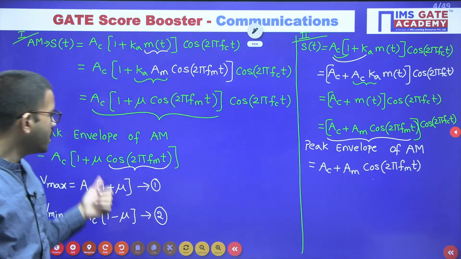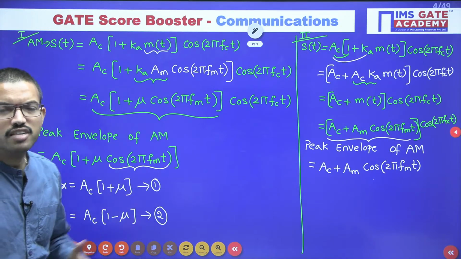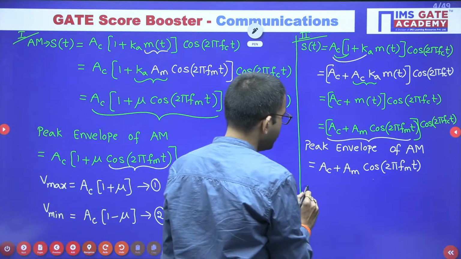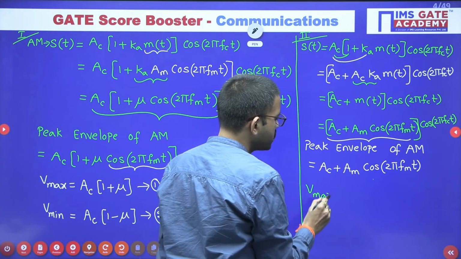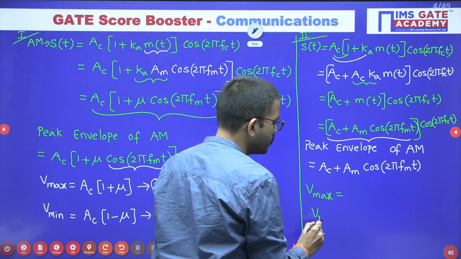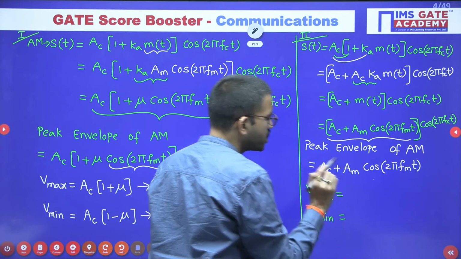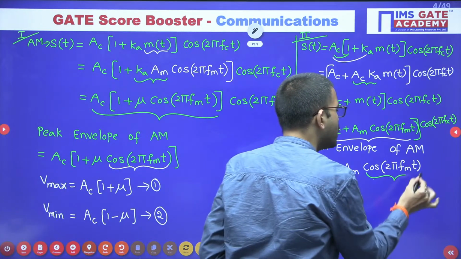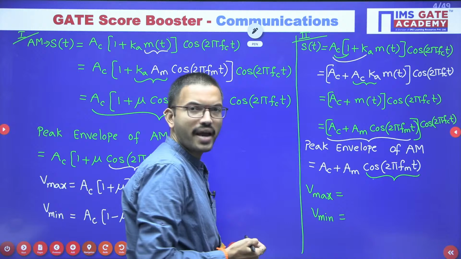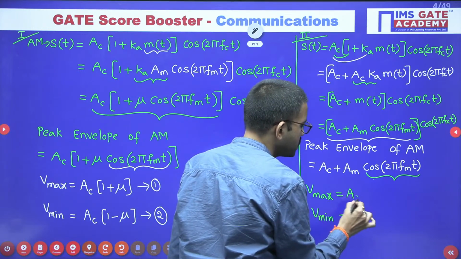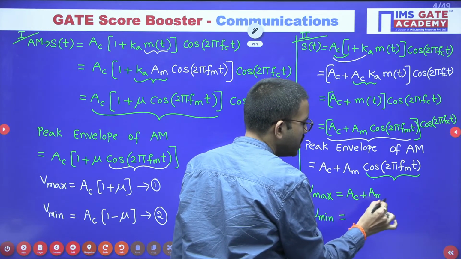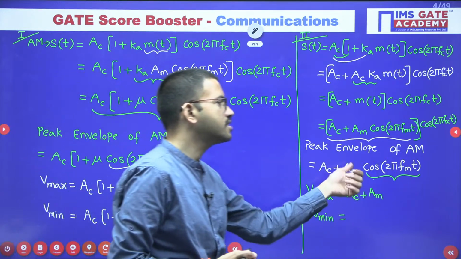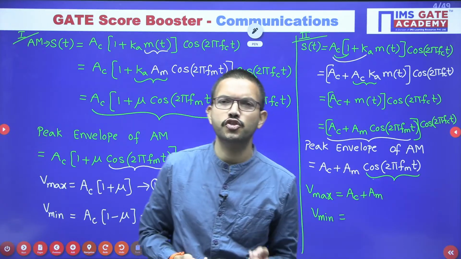Just like here, we can find the maximum voltage and the minimum voltage regarding the envelope of AM. So directly you can write Vmax and Vmin. All of you please respond: what are you going to get? Here in this case, what is Vmax, what is Vmin? When you consider the cos value as plus 1, you get the maximum voltage, which is AC plus Am. Similarly, for the minimum value of cos, that is minus 1. Sometimes students will consider the minimum value of cos signal as 0.